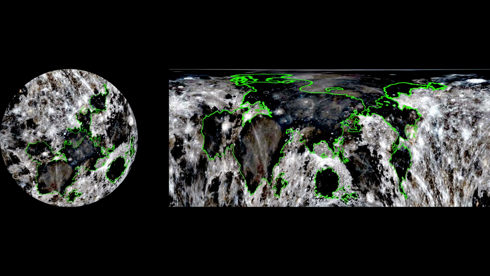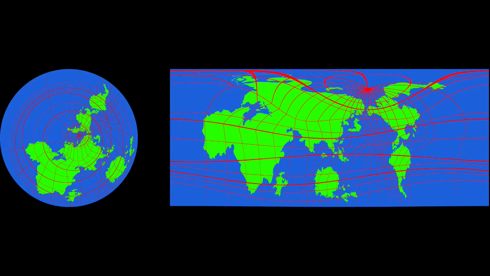Apply continental boundaries. Apply coordinate system. Color the land green and the water blue.